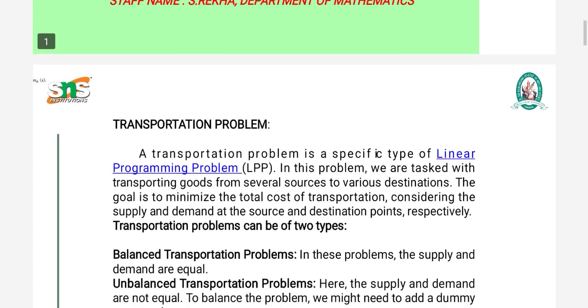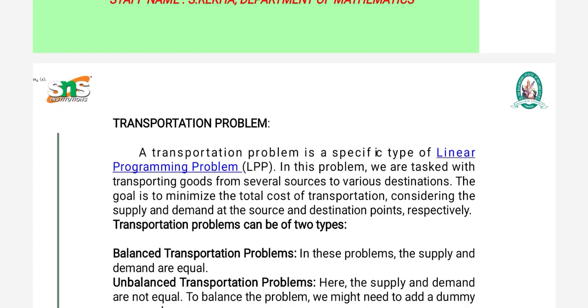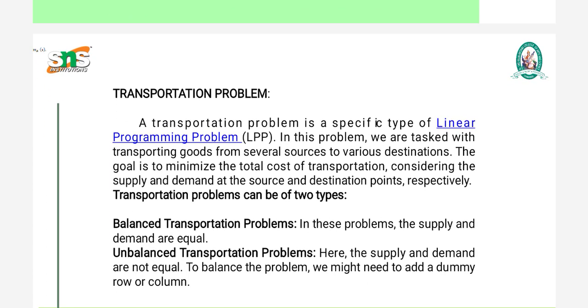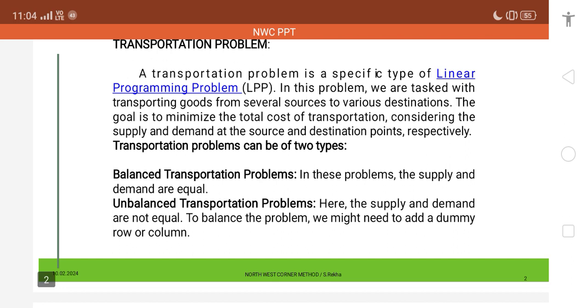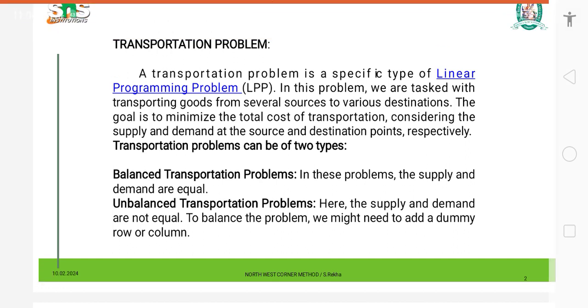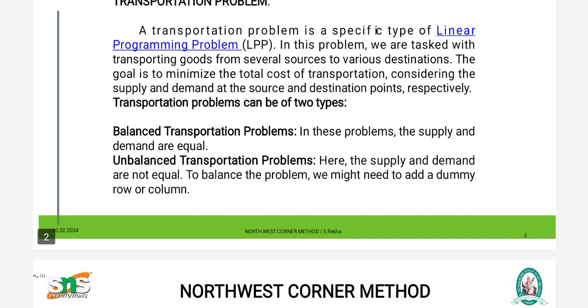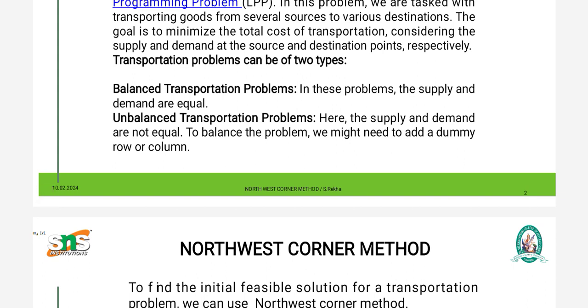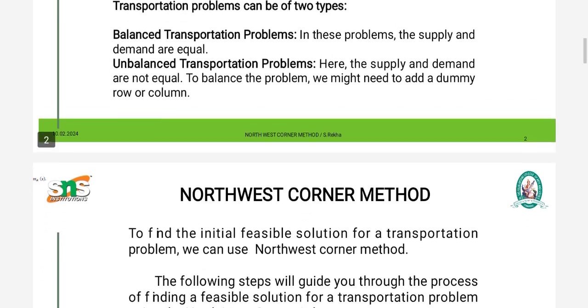So first of all, I am going to explain what a transportation problem is. A transportation problem is a specific type of linear problem, in which goods have to be transported from various sources to various destinations based on the supply and demand. There are two types of transportation problem: balanced transportation and unbalanced transportation. In a balanced transportation problem, the supply should be equal to the demand, whereas in an unbalanced transportation problem, the supply need not be equal to the demand.